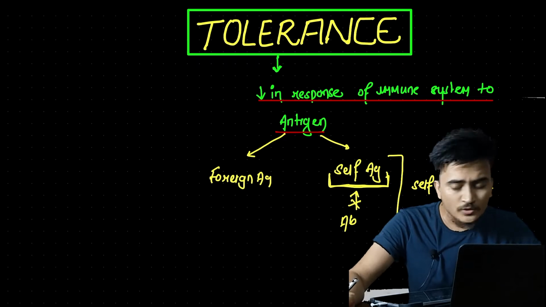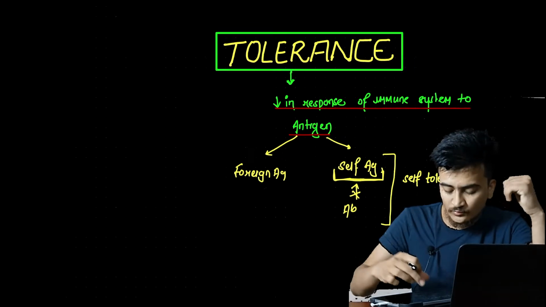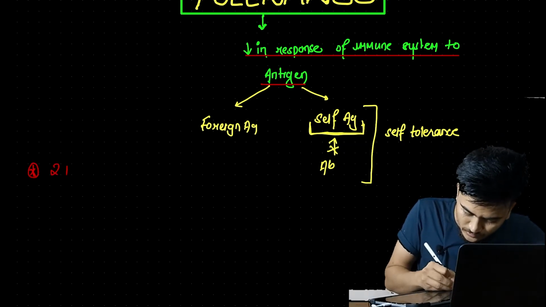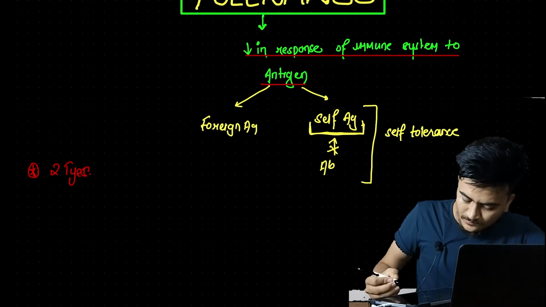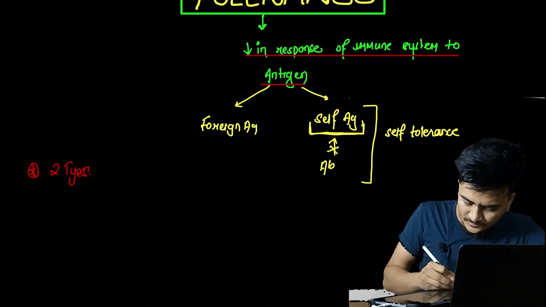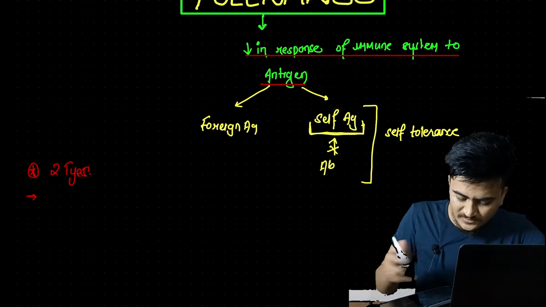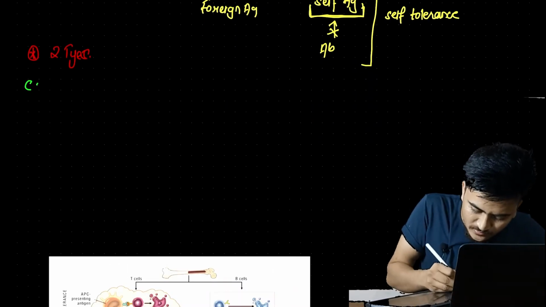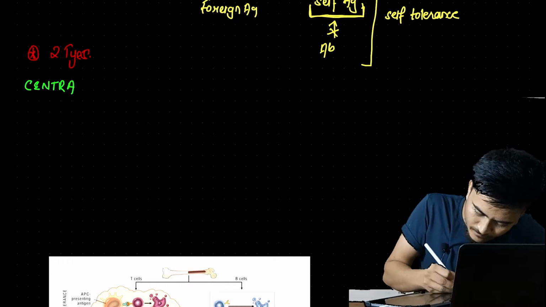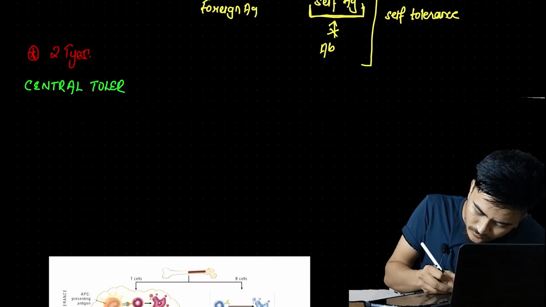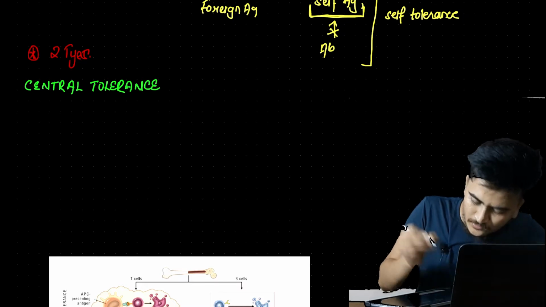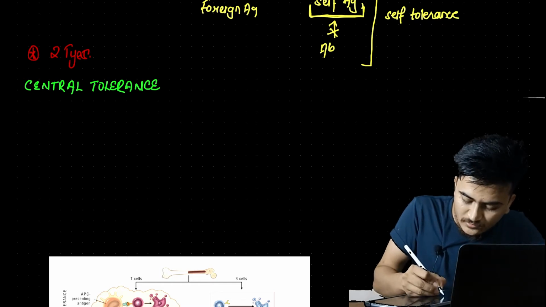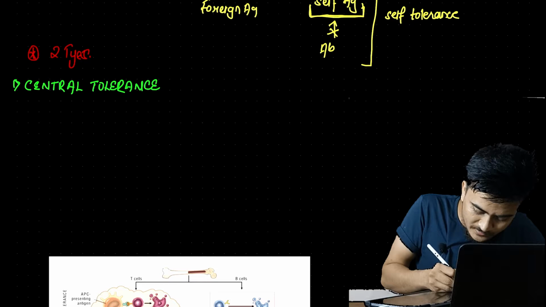Now, talking about the different types of tolerance. There are two types of tolerance. The first type is central tolerance, and the other is peripheral tolerance. We'll mention peripheral tolerance later on, but right now we will be discussing central tolerance.